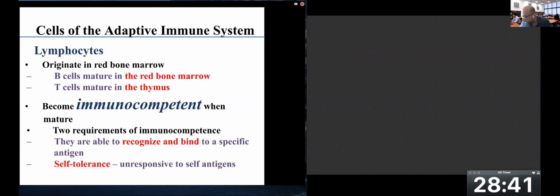So where do I get my B and T lymphocytes? They are coming from my red bone marrow. This is where the hemocytoblasts are kept. So they originate both from the red bone marrow.